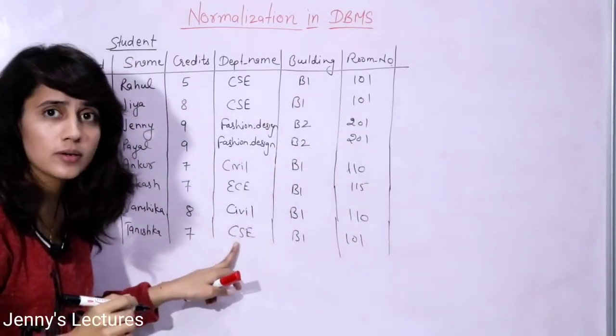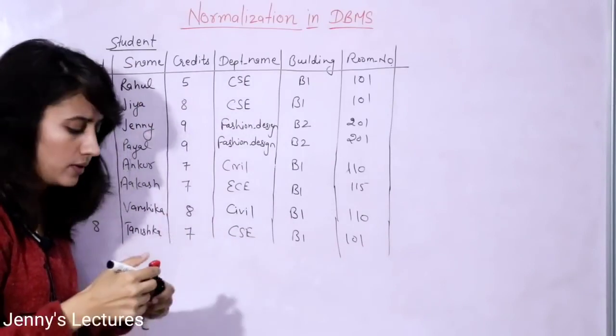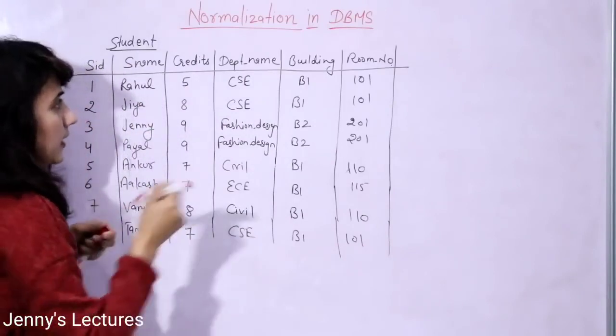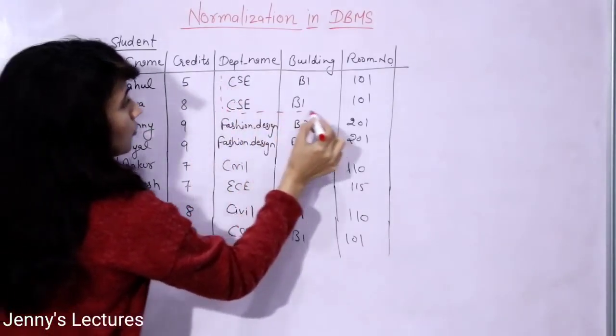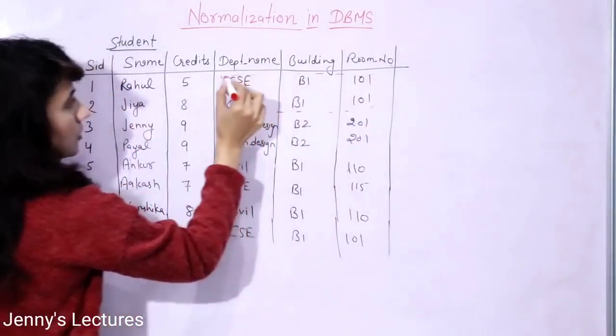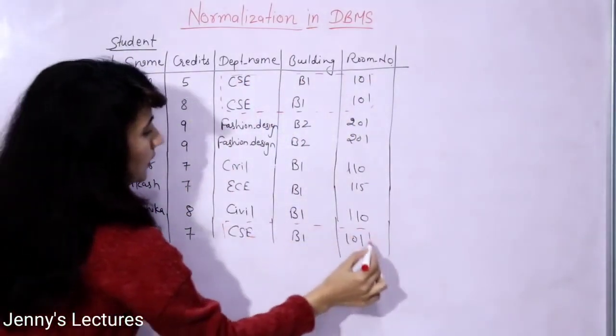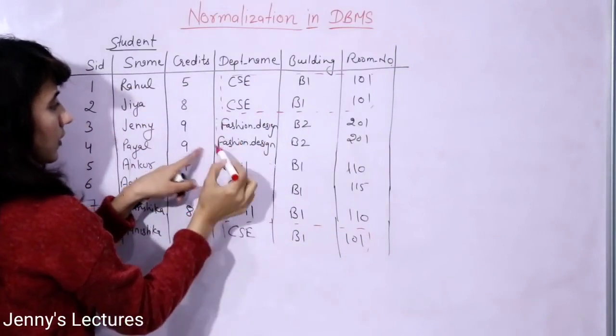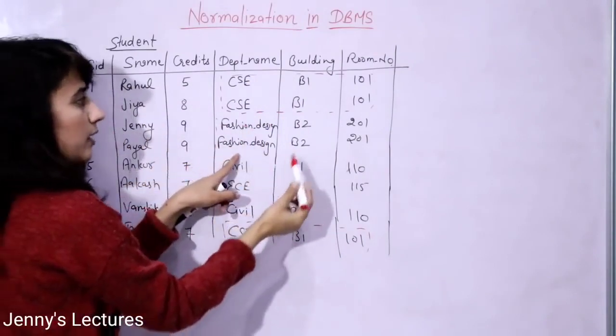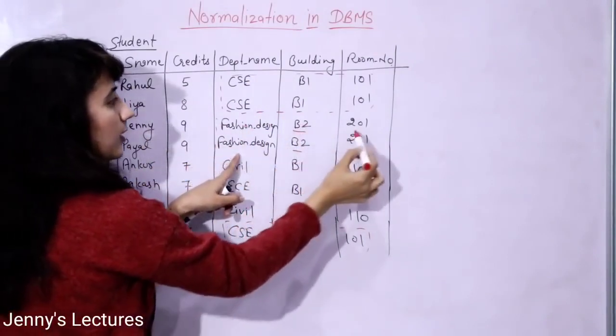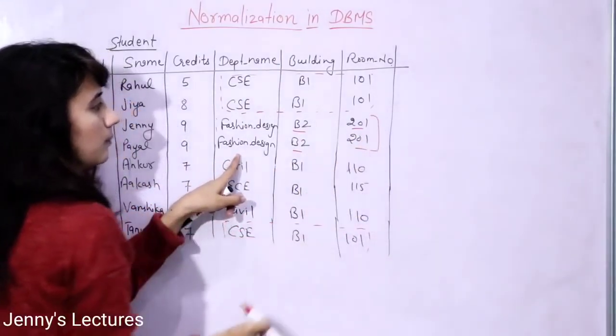So this is what? Redundancy of the information, right. See, we are repeating this information again and again. You can see for this record also you are repeating this information. Here you can say if 2 students are in fashion designing department, then you have to repeat the building and the room number for both the tuples.